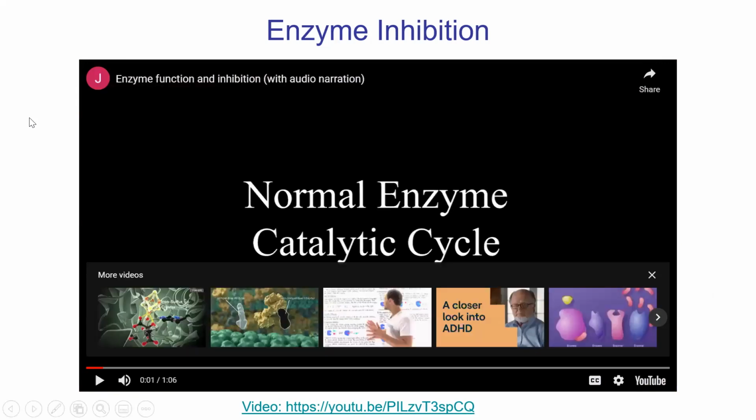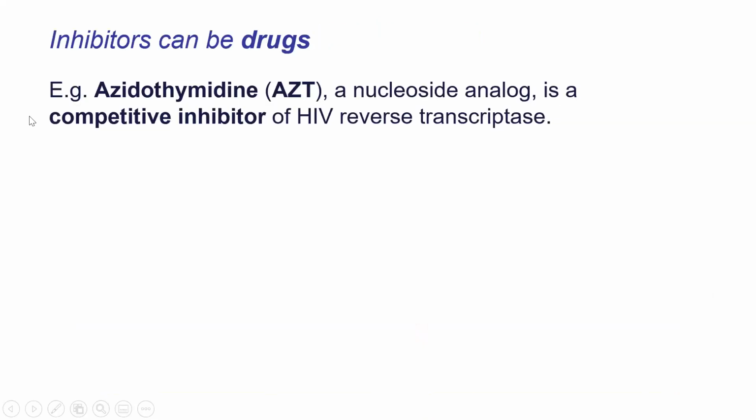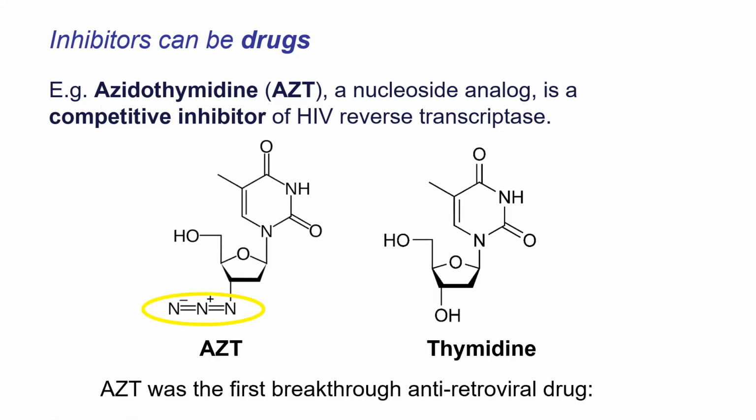Okay, like I said, nice and short and sweet. And I'll show you some actual inhibitors of some enzymes. And actually, a lot of inhibitors are used as drugs. So this inhibitor here, AZT, is a competitive inhibitor of an enzyme found in HIV, the virus that causes AIDS. And it actually was the very first AIDS drug, a really breakthrough drug.